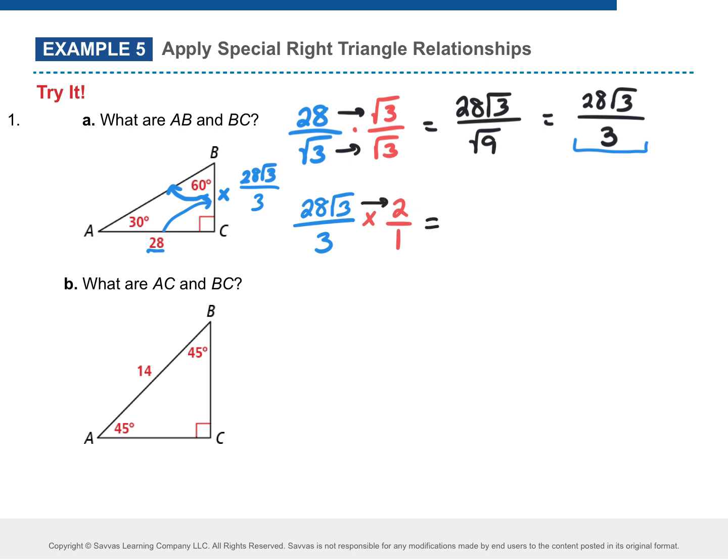What's 2 times 28? 56 square root of 3 over, and then on the bottom we have 3 times 1, which is 3. Again, see if you can simplify. Can I take 56 divided by 3? No, you get a decimal. So this just gave us what? That's the hypotenuse. 56 square root of 3 over 3.